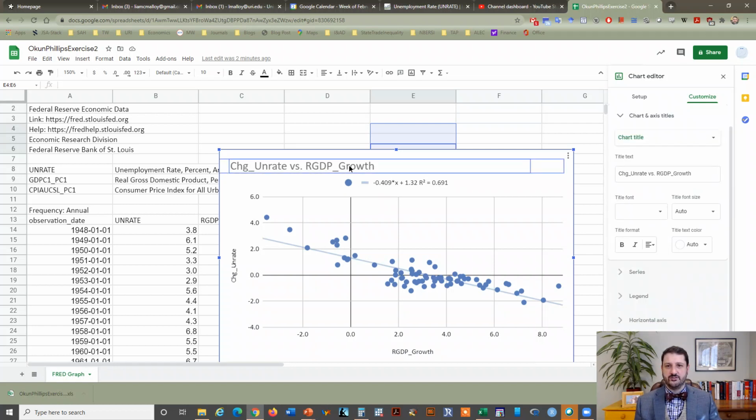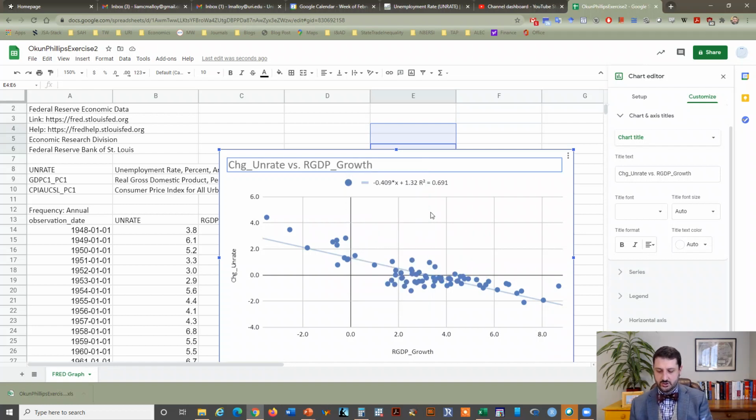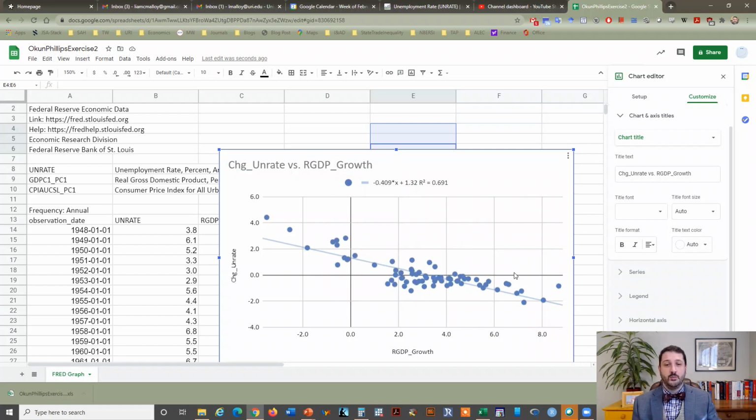And so we should definitely change our title here. If I can figure out how to do that, chart title. Maybe I just type over it. No. Well, I'll leave that as an exercise for the student. I don't use Google Sheets very often. But here's our graph. We're pretty happy with our graph now.